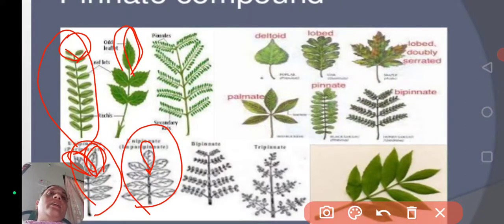So in the leaves, paripinnate ends with an even number of leaflets. Imparipinnate ends with one odd leaflet, and then paripinnate is completed. Then bipinnate and tripinnate. In the bipinnate leaves, the leaflets are arranged on the second rachis. Okay, in the tripinnate, the leaflets are arranged on the third rachis or stalk.